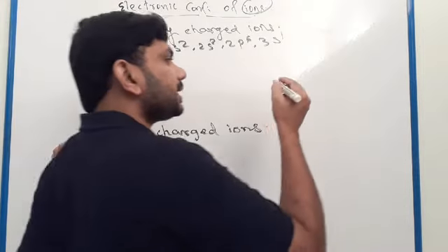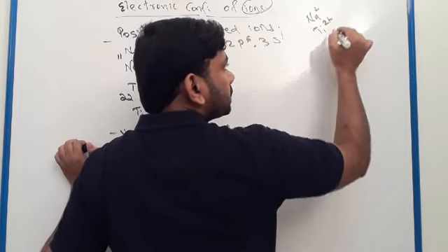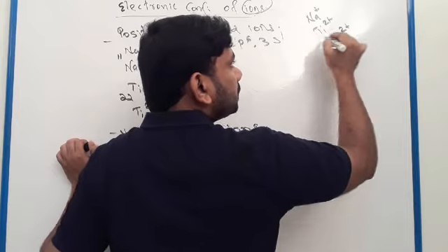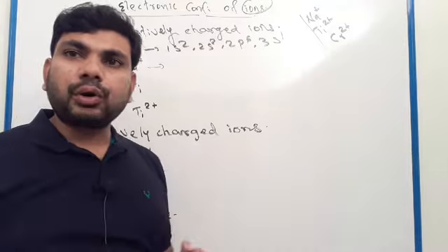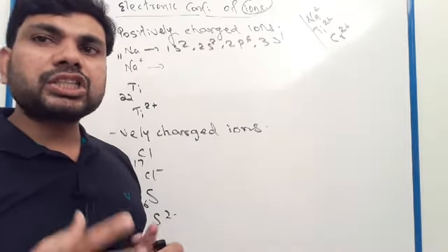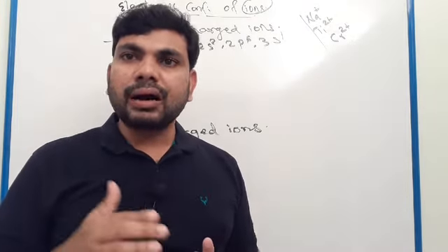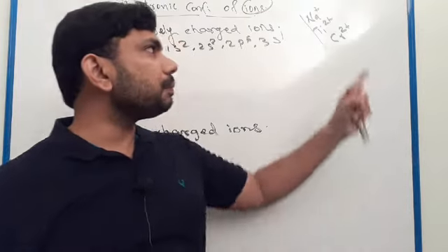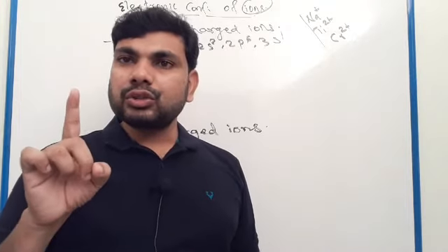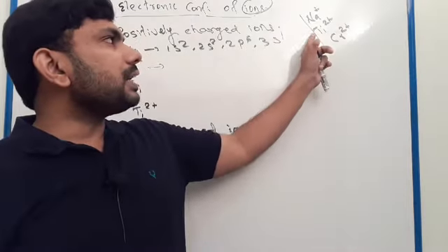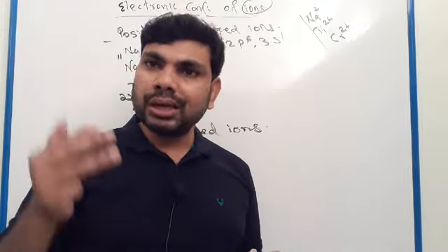Examples of positively charged ions: Na plus, titanium 2 plus, chromium 2 plus. These are different positively charged ions. Positively charged ions mean these atoms have a smaller number of electrons. Atoms after losing electrons change to positively charged ions. Na plus means 1 electron less, titanium 2 plus means 2 electrons less, Al 3 plus means 3 electrons less.